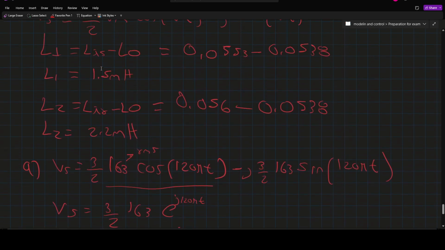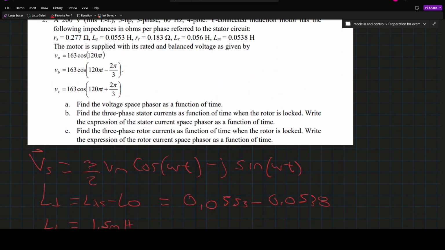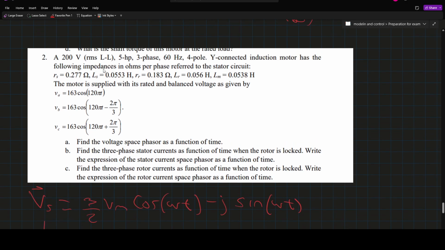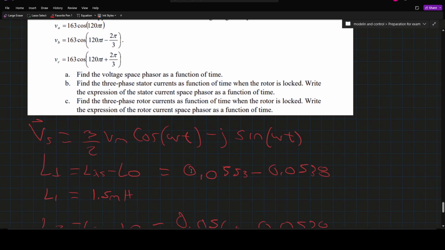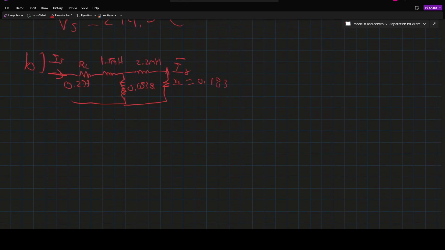So they are asking us to find an expression for our three-phase currents. So we need to find IS, and to find IS, we're gonna call these two S1 equivalent, S1. I'm gonna call these two X2, and this is X0.